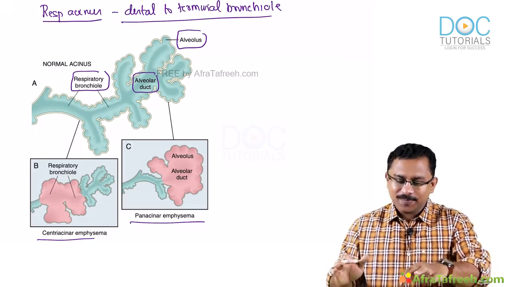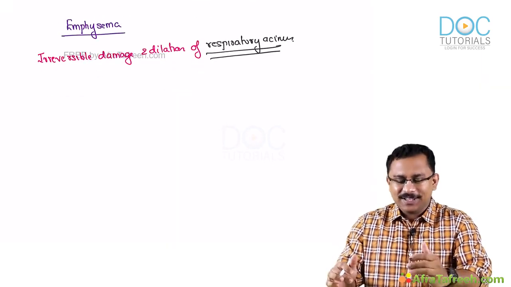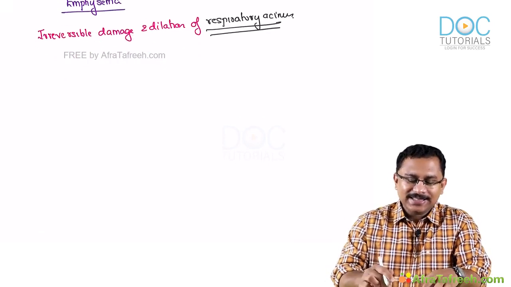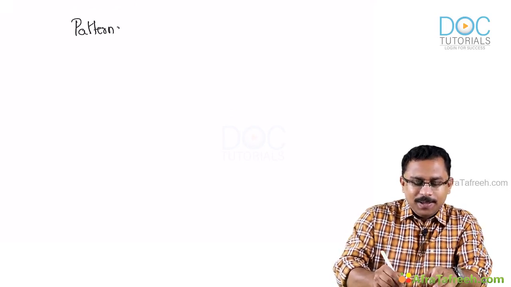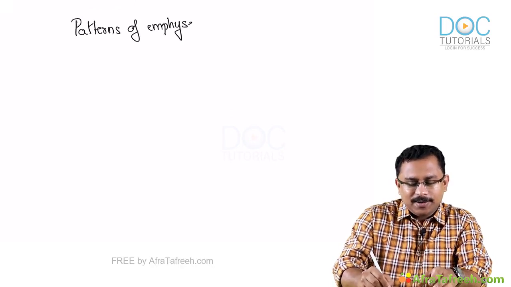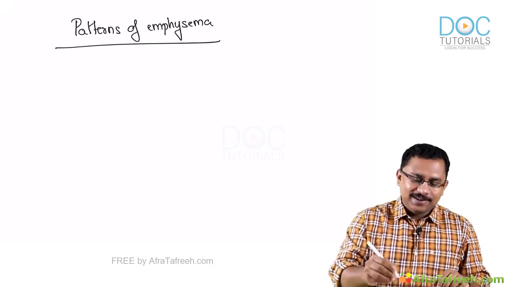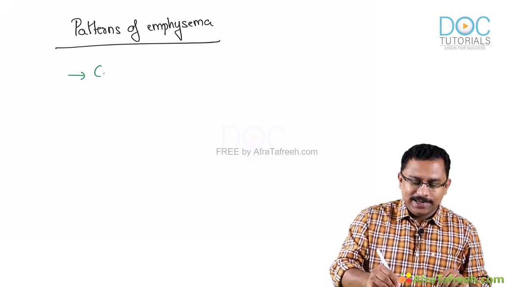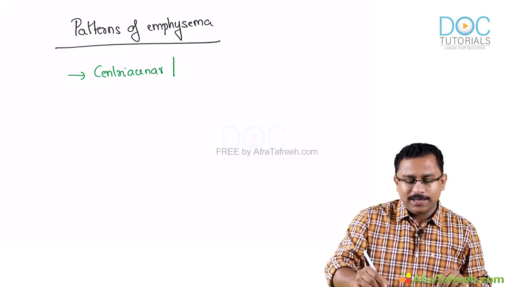So, emphysema, irreversible damage and dilatation of respiratory acinus, and this emphysema has got certain patterns. So, let us see what are the patterns of emphysema. There are different patterns. One is centri-acinar, or you can even call it centri-lobular pattern.